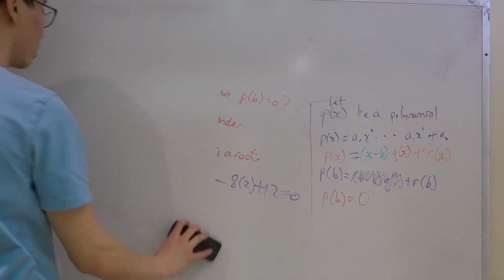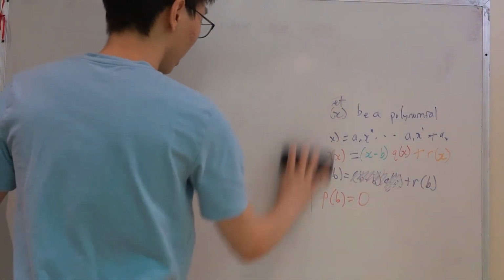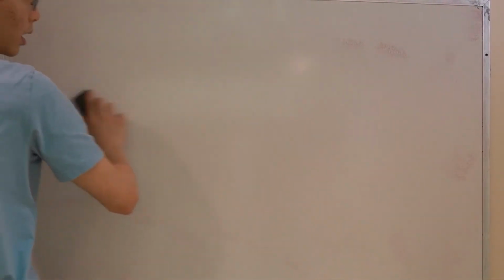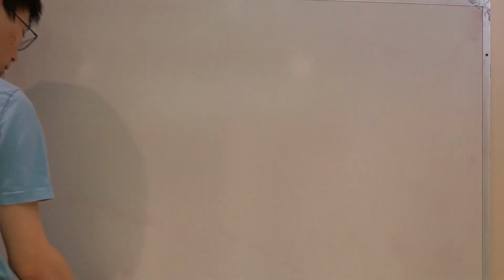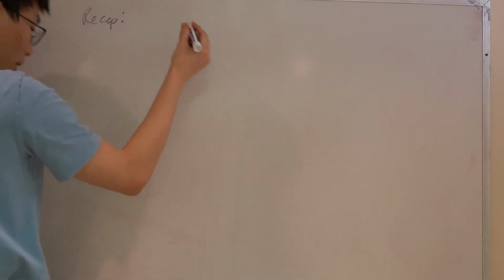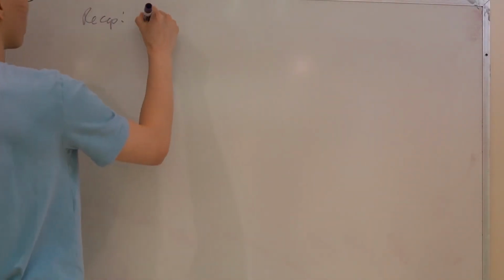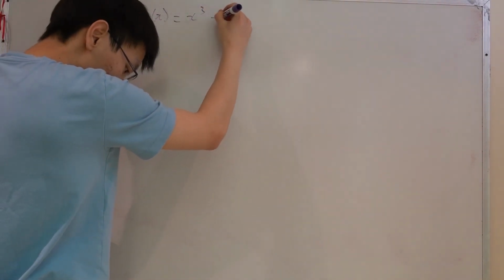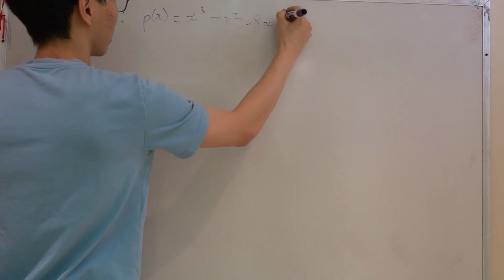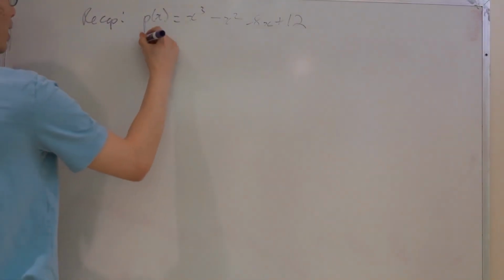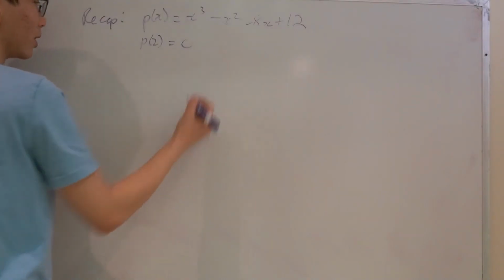I'm going to do polynomial division using that example that I just put up on the board. Okay. So, just to recap, what we've done so far with this polynomial is we've stated it as x cubed minus x squared minus 8x plus 12. Okay? Then we found that p of 2 is equal to 0.